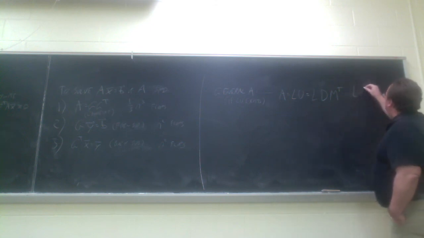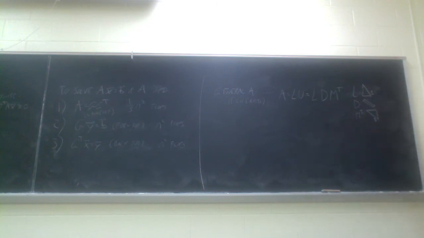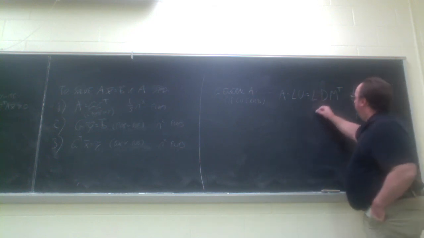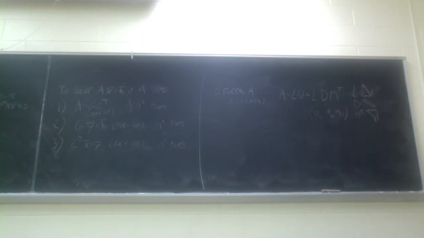So L is unit lower triangular. It's the exact same L as in the LU factorization. D is a diagonal matrix, and M transpose is unit upper triangular. So in fact, you could say that Uij is equal to Djj Mji. And I have Mji because it's M transpose up there. So that's how the two are related. Now, this is the LDM^T factorization.